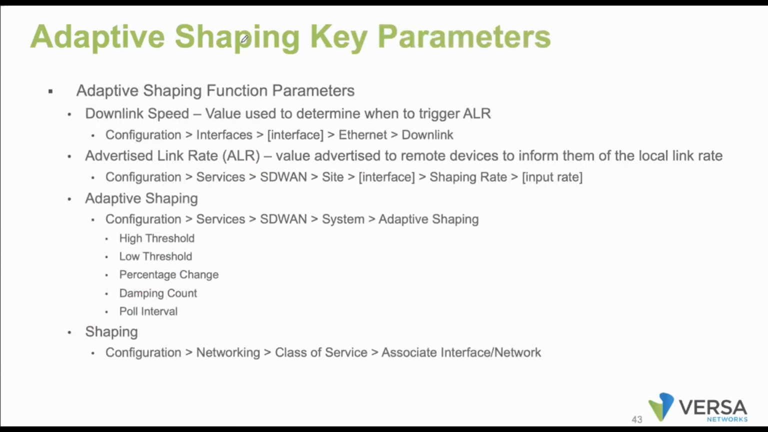So what are the configuration parameters? It's a simple configuration. Adaptive shaping creates the shaping values on the remote branches in a dynamic manner. The first step is to adjust the downlink speed on the physical interfaces. We use this downlink speed to determine when to trigger an ALR.